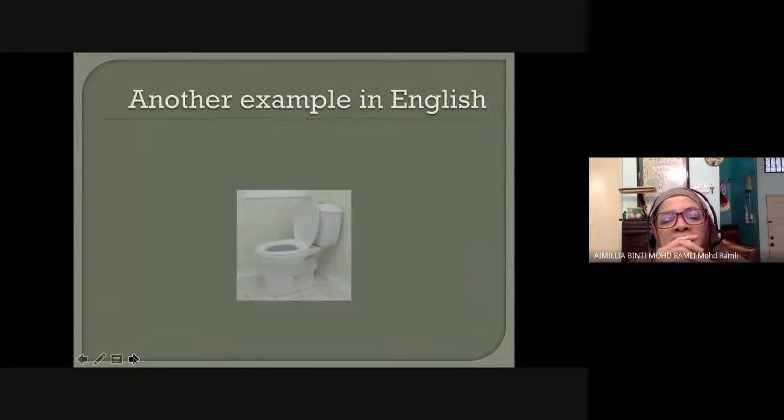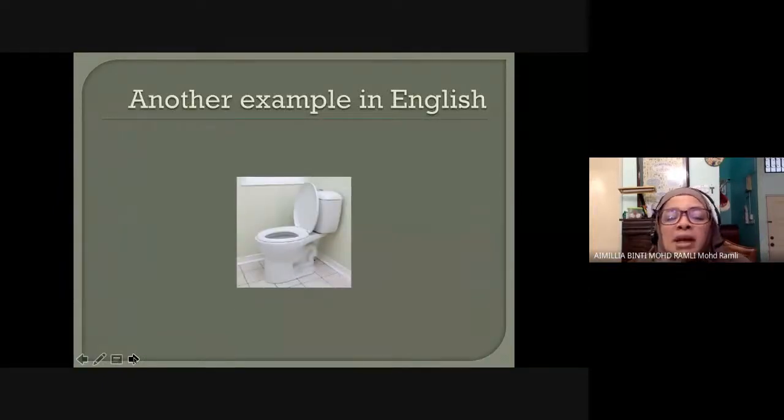Another example is the toilet here. In Malay, we have two words for it, tandas, which is very polite, and then jamban. Jamban is a negative word, right? Basically it means the same thing, but jamban has a negative connotation. So in English, we have washroom, loo, which is negative. We have ladies' room, so many other words for this.